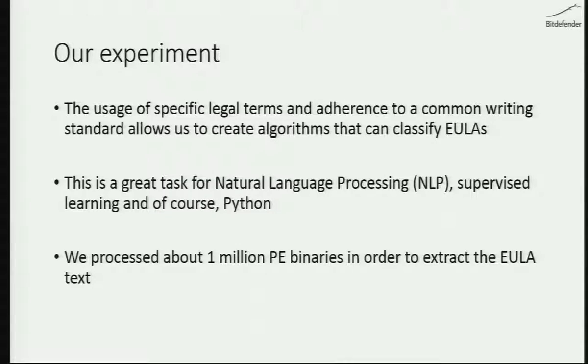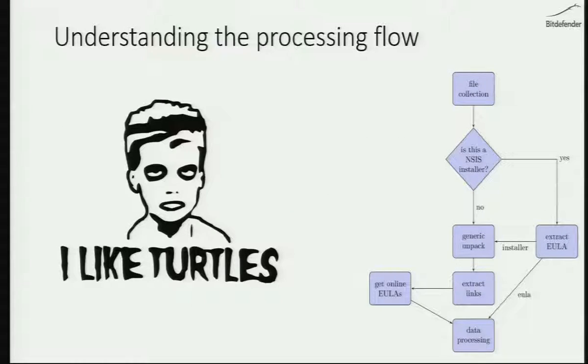In order to achieve these results, we processed about 1 million Windows binary files in order to extract the end-user license agreements. And here we have the processing flow schematics. So we start with a file collection. The clean files were taken from known vendors, and the adware files were taken from our collection. We have a different process for working with Nullsoft installers. I'm going to give more details immediately. And we have a generic unpack module that helps us better extract links and get them from online resources. And then all that information goes to the data processing.